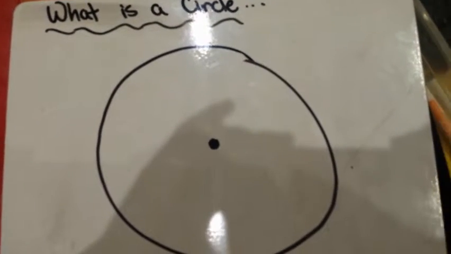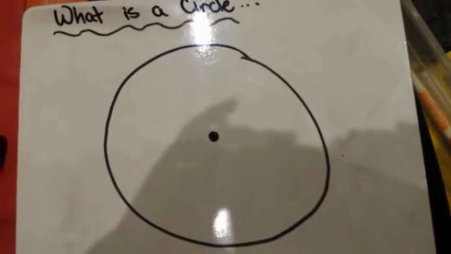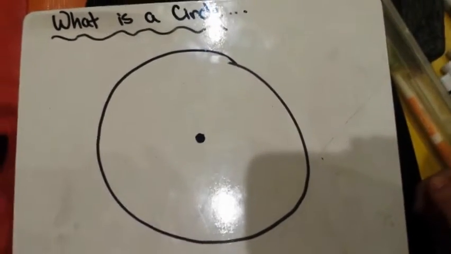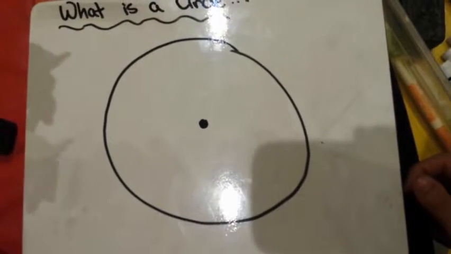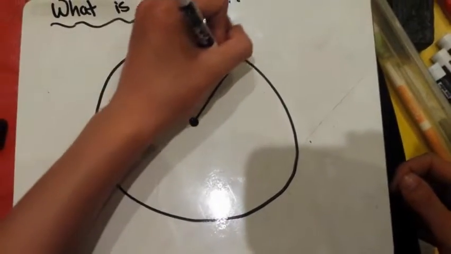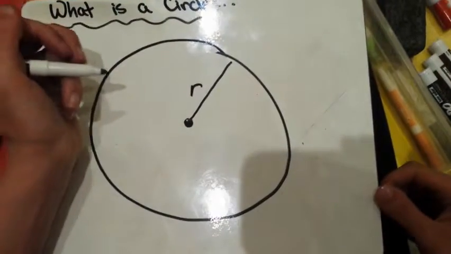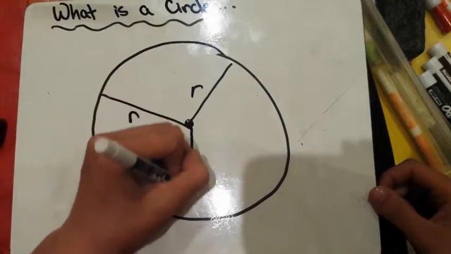So what exactly is a circle? A circle is a set of all points that are an equal distance from one center point. So let's take a set of points that are all the same distance away, which is called a radius. You could draw any line between here and here, and it would be the equal number, which is r.